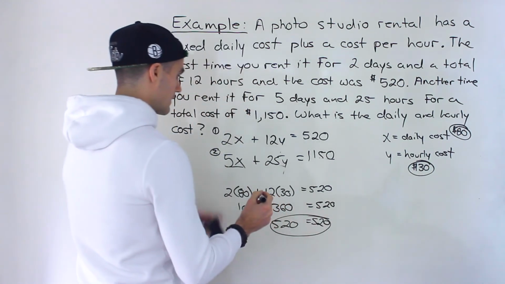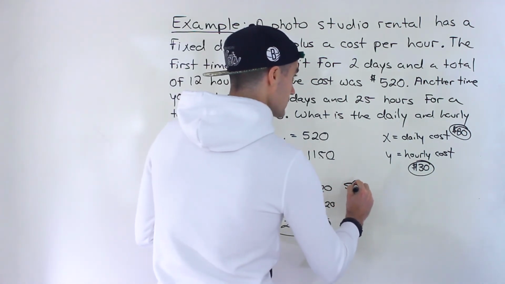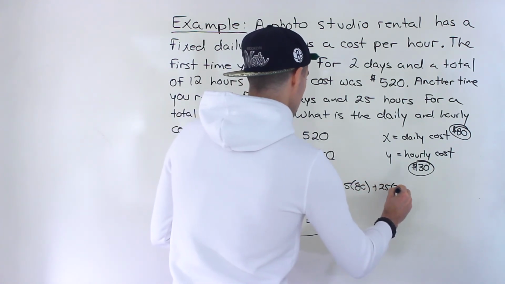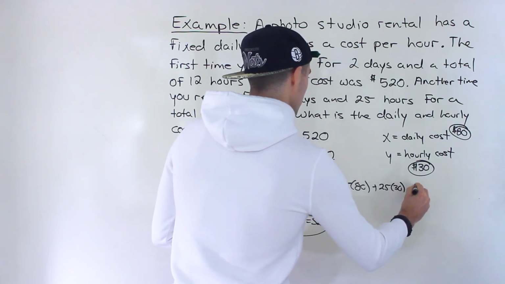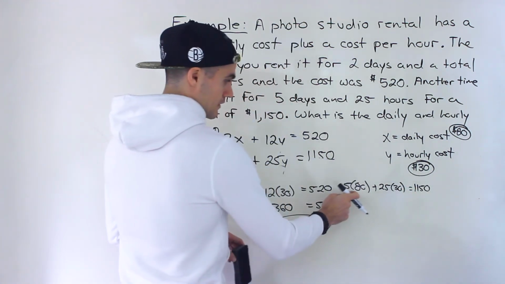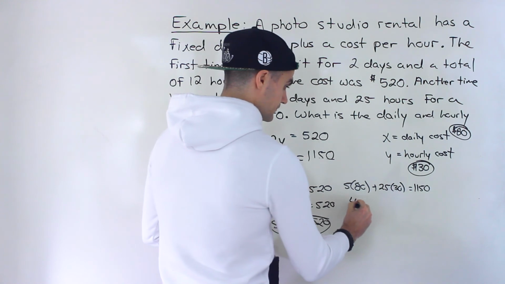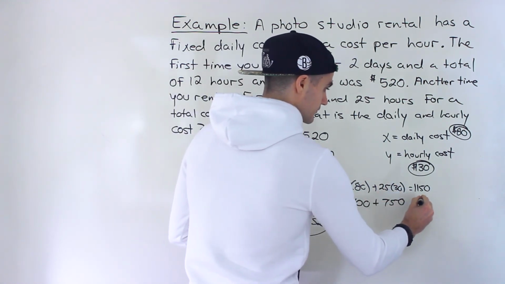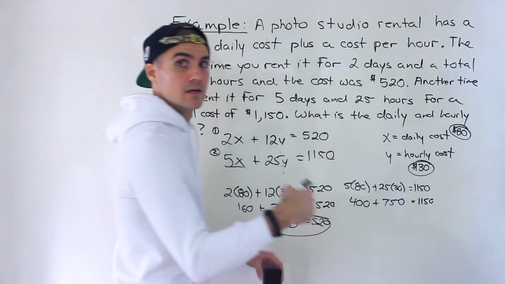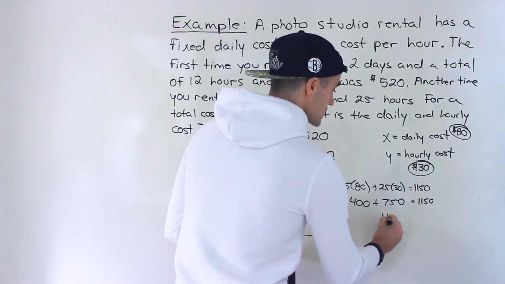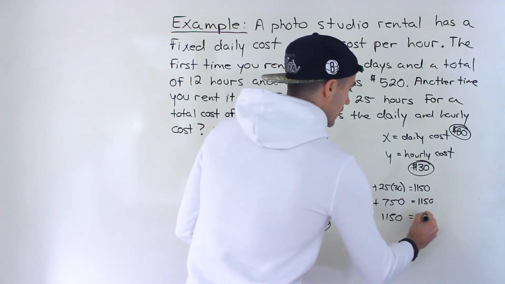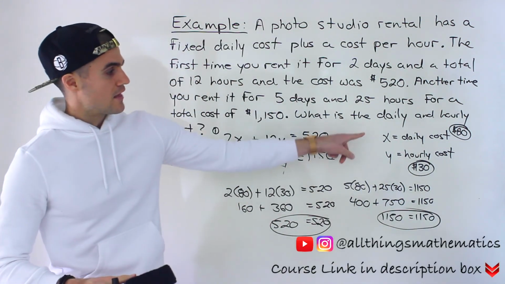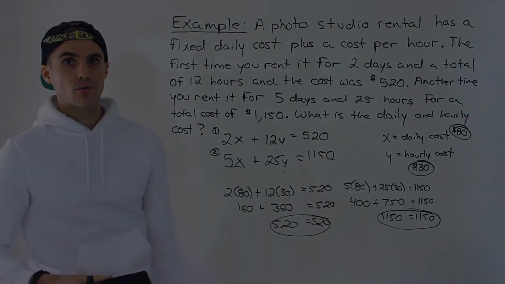So that's all good. And then for the next one, we'll have 5 times 80 plus 25 times 30. And then that should be 1,150. This would end up equaling 400. This would end up equaling 750. And notice that 750 plus 400 does indeed give us 1,150. All right, so we can be pretty confident with those checks that those 2 values are the correct solution.